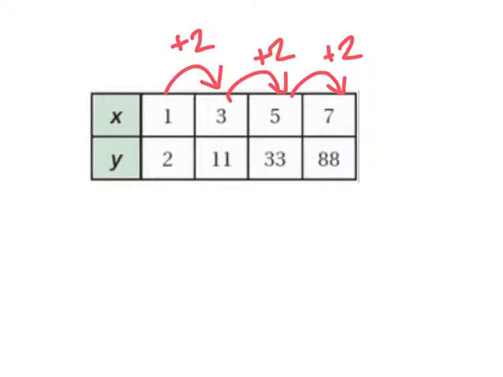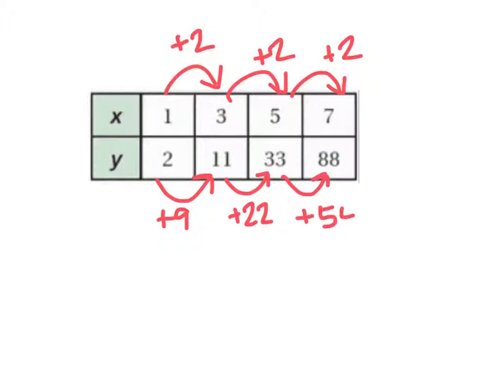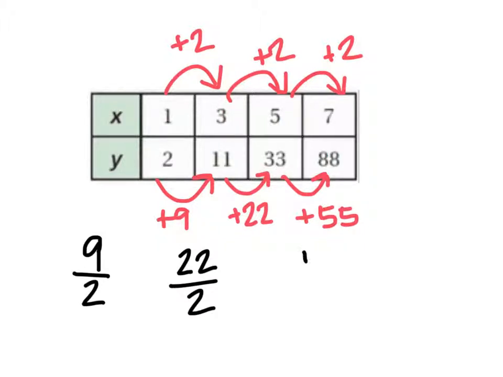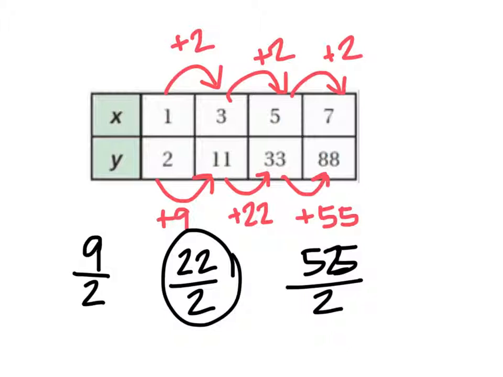Across the top, it was plus 2 the whole time. From 2 to 11, I went up by 9. From 11 to 33, I went up by 22. And from 33 to 88, I went up by 55. So looking at these slopes, it's not looking good, but we'll just double check and make sure they can simplify. So 9 over 2, 22 over 2, and 55 over 2. Notice that the only one that can simplify is the middle, but since none of these are going to turn out to be equal, this is a nonlinear function.